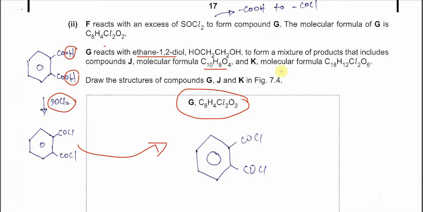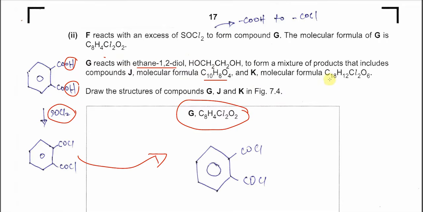For the K, the molecular formula is much larger, it's C18. You should know how many G will react with this ethane-1,2-diol. Because the G itself again is 8 carbon, so 18 carbon means roughly we need to use 2 G. 2 G is then 16 carbon, plus the ethane-1,2-diol, which is 2 carbon. So from the molecular formula, we can roughly predict how many G and how many ethane-1,2-diol have reacted.